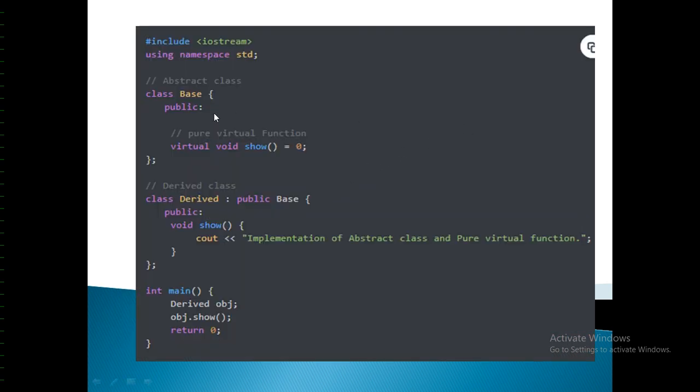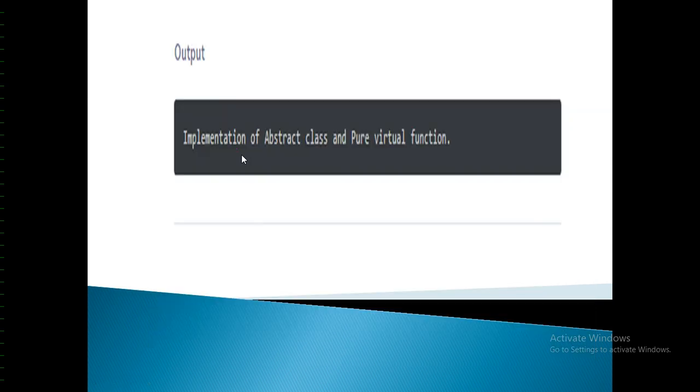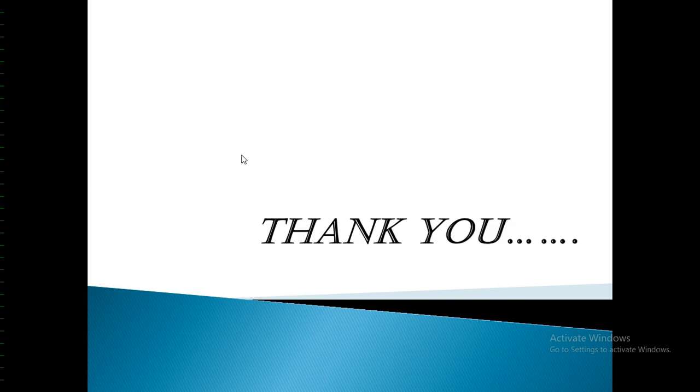Next is another example: virtual void show. This is the virtual function in class Base. Here the class Base is an abstract class. Derived is derived from the class Base, and it again has the same function. This function is called with the help of object.show, where the object is of the derived class, so there is no confusion. With the help of the object, this function will be called, and this function is pure virtual, so this class is an abstract class. So this is the implementation of an abstract class and pure virtual function, and this is the output. Thank you all of you.